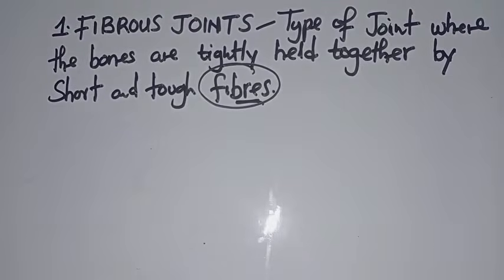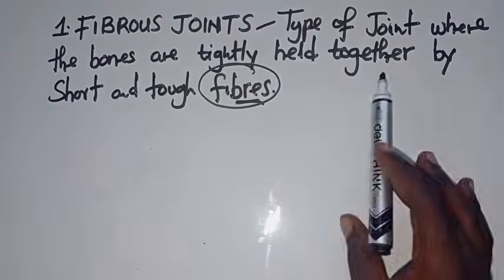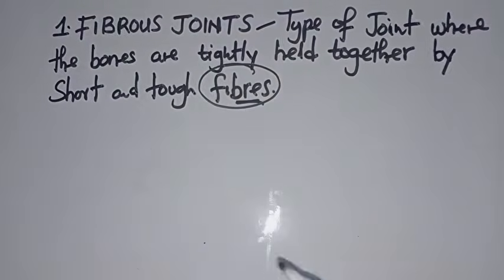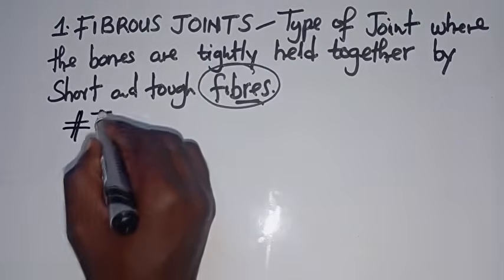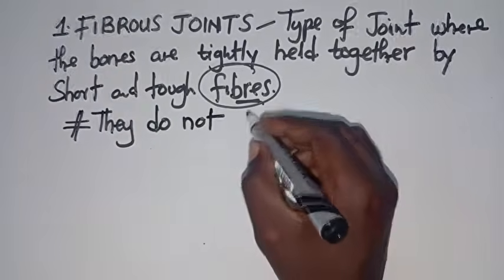And I want you people to know this, and I want you to understand this. So when I say what is a fibrous joint, you need to understand that a fibrous joint is a type of joint where the bones are tightly held together by short and tough fibers. Since they are held tightly together, they do not allow movement. They do not move.